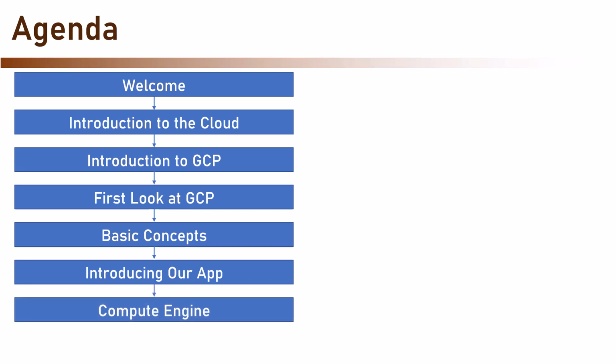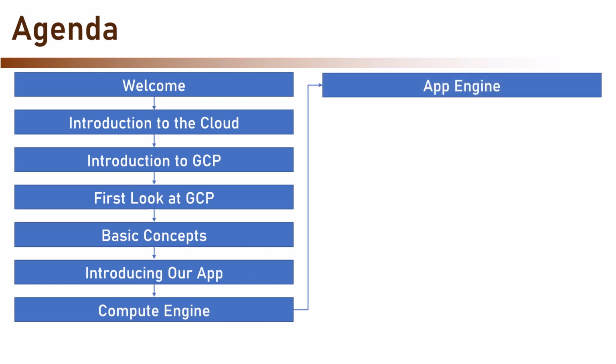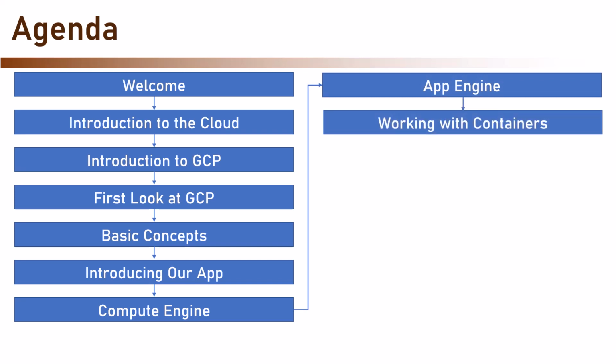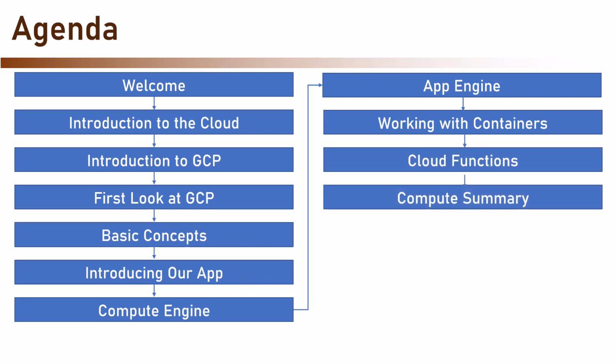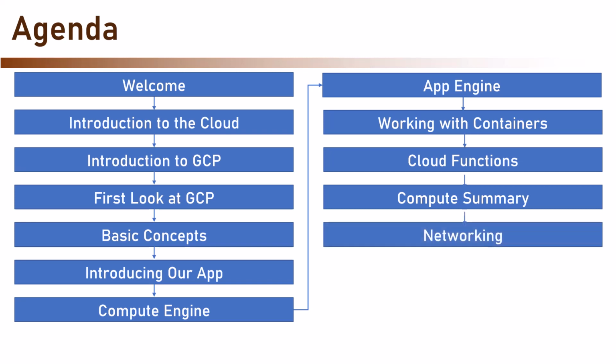And then we will start with the first cloud service we will learn, which is Compute Engine. Next, we will work with App Engine, which is a fully managed compute service. And then we will learn how to work with containers in the cloud using two services, Cloud Run and GKE. Next, we will learn about Cloud Functions, which offers an easy-to-use platform for running lightweight pieces of code. And then we will summarize what we learn about compute services and learn how to select the best compute services for your needs. The next type of services we will look at are networking services.